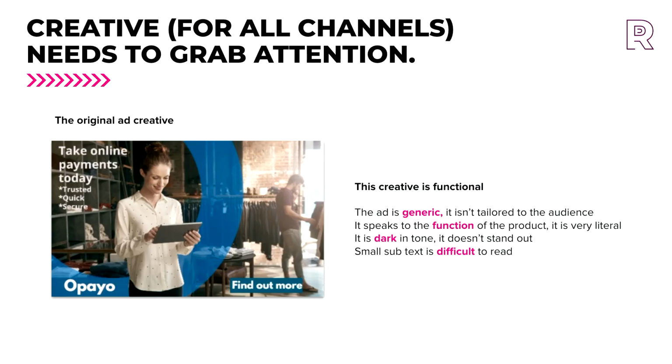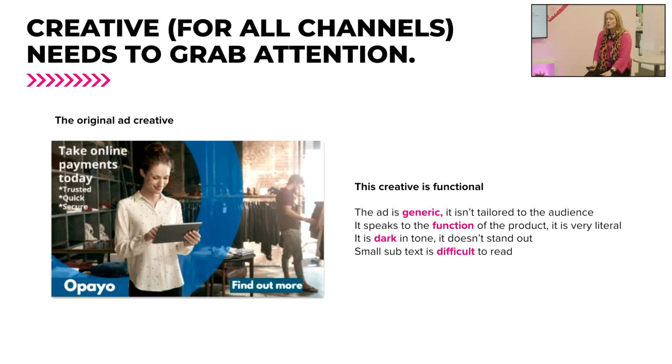This is an example for Opayo, who are a payment gateway, previously part of Sage Pay. This is an original creative that they were running with. The creative is quite functional, I think you'd probably all agree. It tells you it takes payments online today. So that is what it does. But other than that, the subtext is quite difficult to read. It's not particularly engaging or exciting.